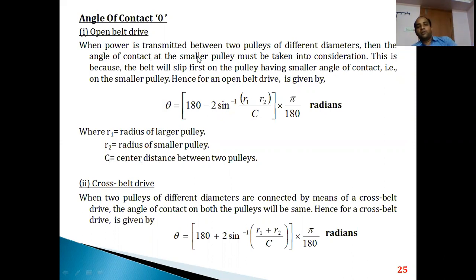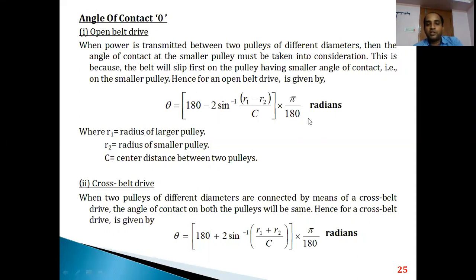Generally, when power is transmitted from the belt to pulleys of different diameters, we take the angle of contact for the smaller pulley into consideration. That is the reason we took the driven pulley for the discussion of the ratio of tensions of the belt. Because the belt will first slip on the pulley which has the smaller angle of contact. As the angle of contact is very small, it is at that portion itself that the belt starts to slip.